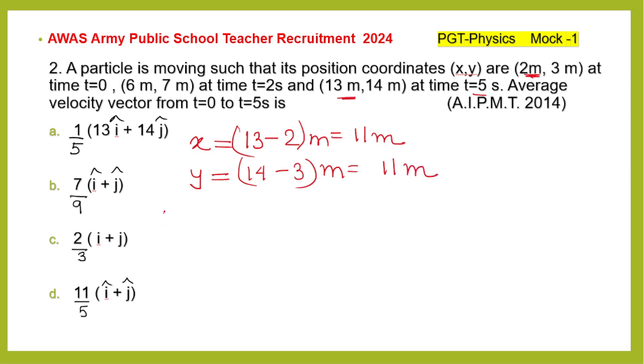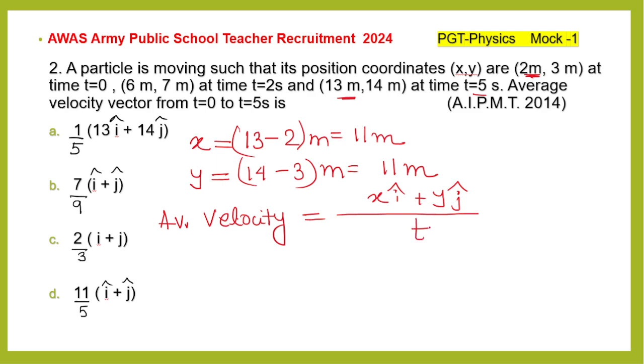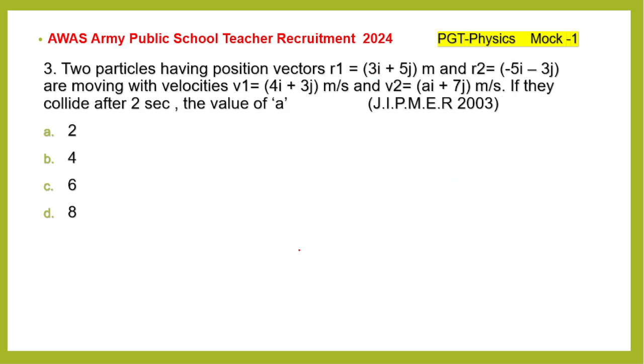Let's find out the average velocity vector. Average velocity we can write as (xi plus yj) divided by t, and it gives (11i plus 11j) divided by 5. So option number D is the correct answer. Moving to the next one.